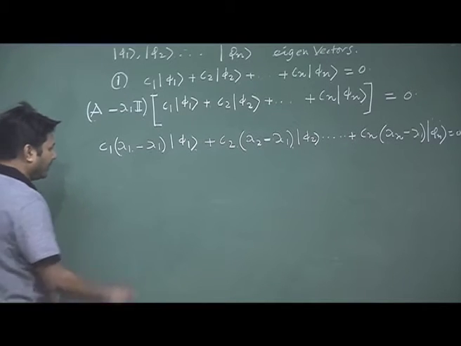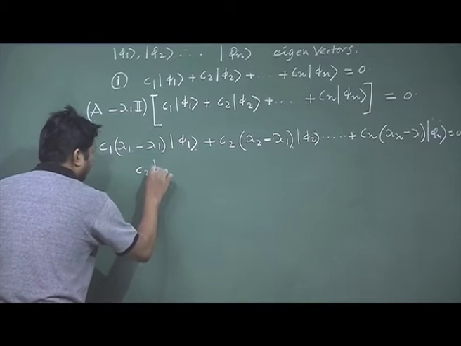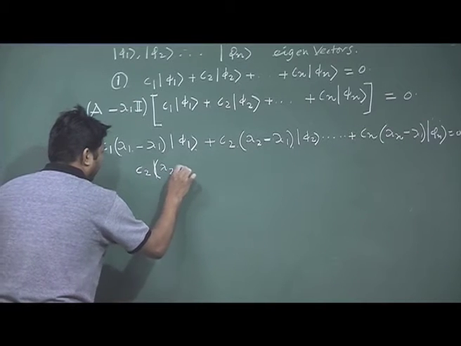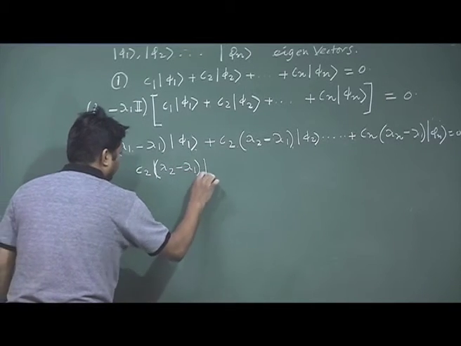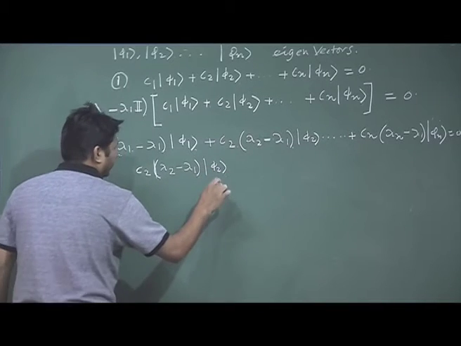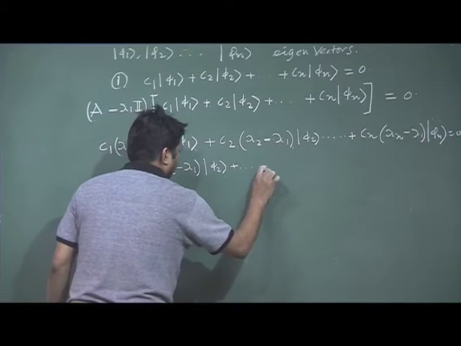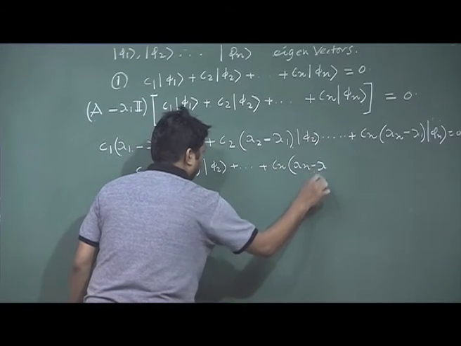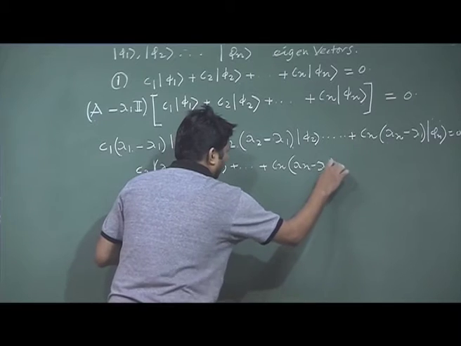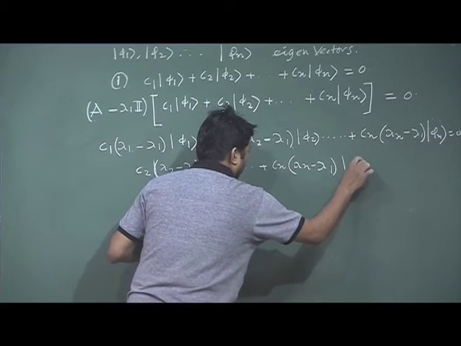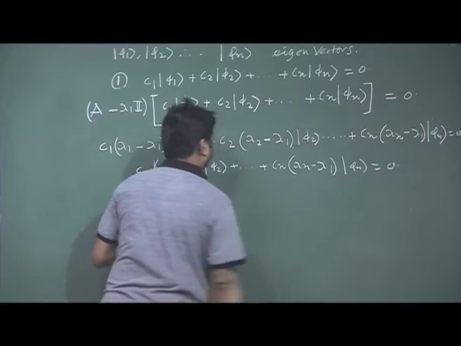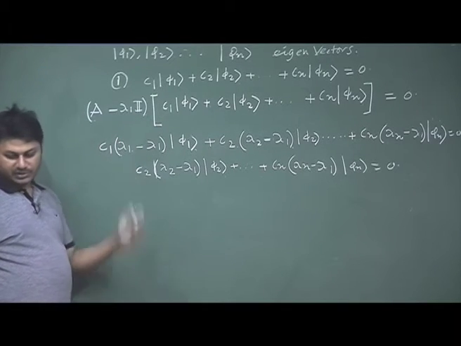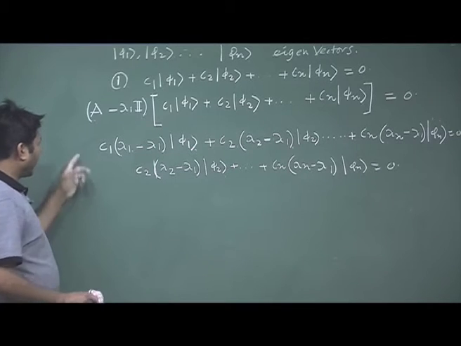I am getting a new equation which is C2 (lambda 2 minus lambda 1) phi 2 plus ... plus Cn (lambda n minus lambda 1) phi n is equal to 0. This equation is coming from this to this after having this operation. So, next thing what I will do, that I will operate.